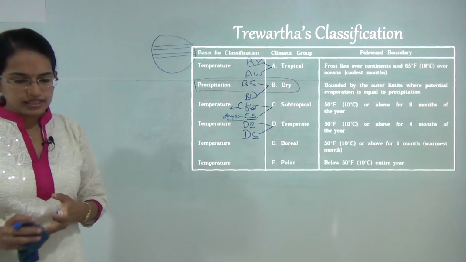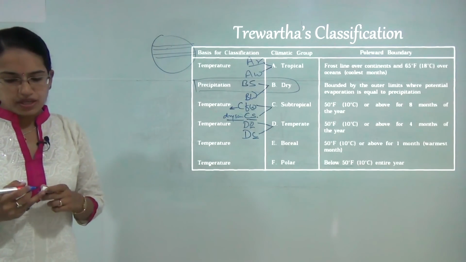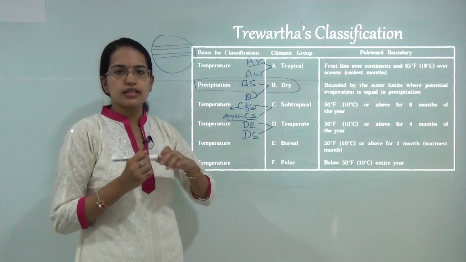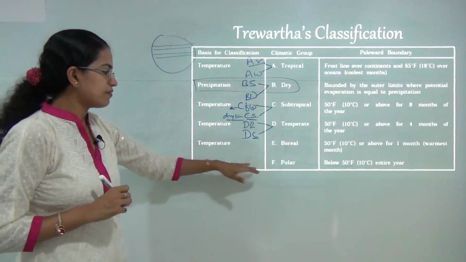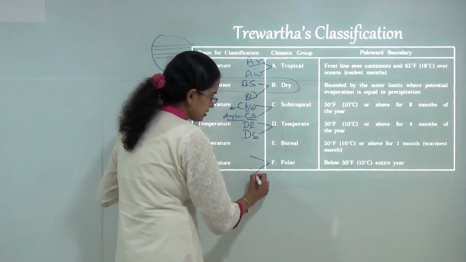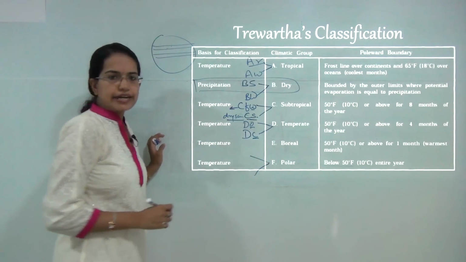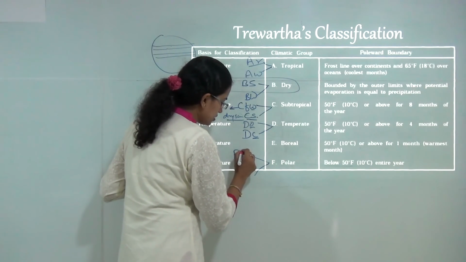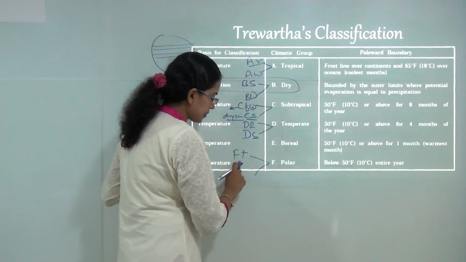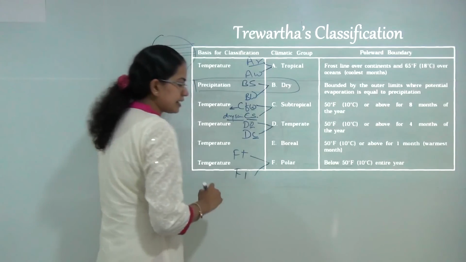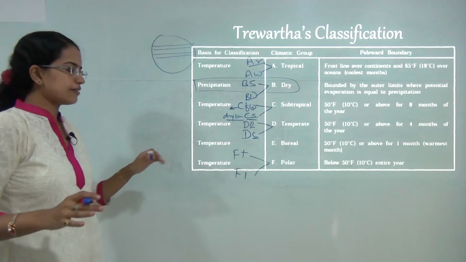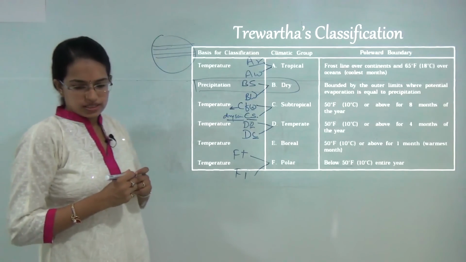Then you had the E, that was the boreal climate. You have the subcontinental climate that was seen here, and finally the F was again classified into two, that was Ft and Fi. Ft was the polar tundra and Fi was the polar ice caps which are fully laden with ice. So that was Trewartha's classification.